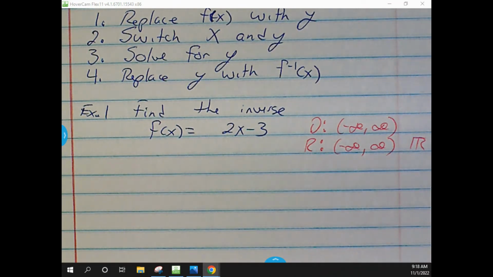Okay, so we've got this function. Domain is, and again, if it's a function to start with, the domain is always negative infinity to infinity, because that's what makes a function. A function is you can plug in any number you want to, and you will always get one answer for one number. You'll never get 2 answers for one number.